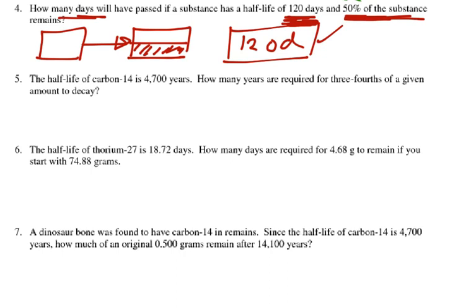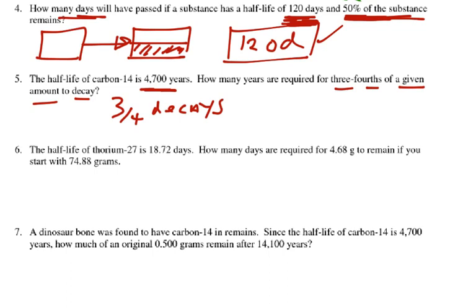For the next question, number 5, they gave you the half-life of 4,700 years. They said how many years are required for 3/4 of a given amount to decay. Now, the thing is, if 3/4 of it decays, what does that mean in terms of amount remaining?